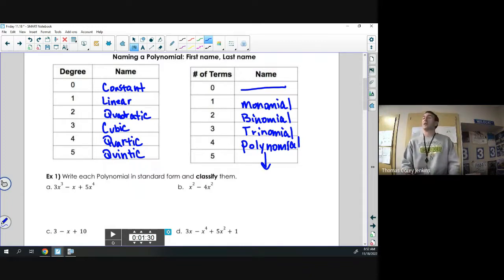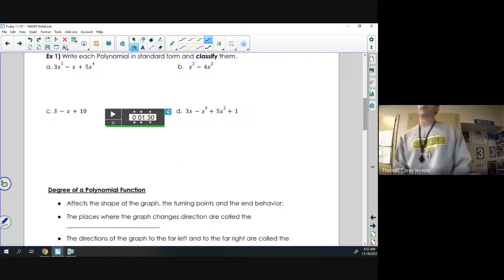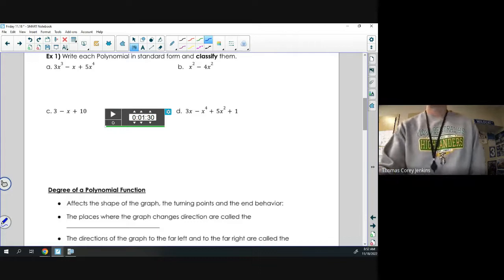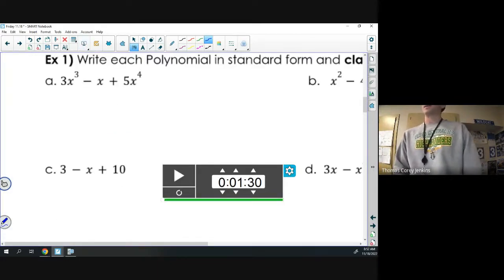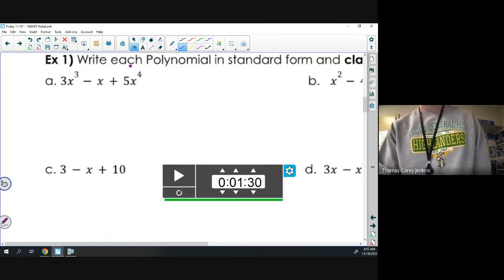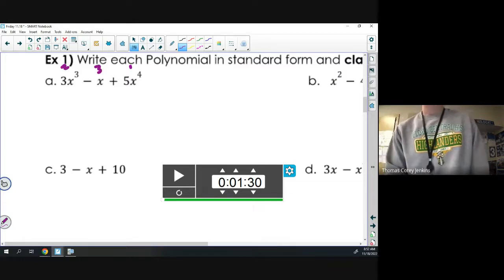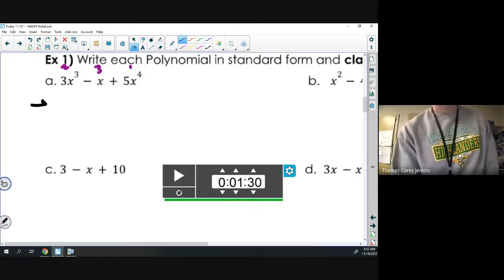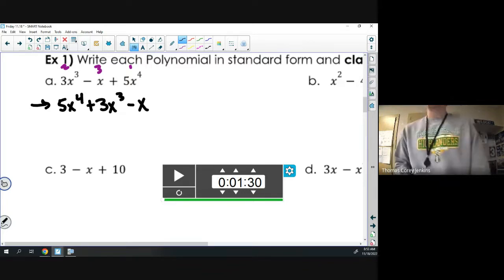All right, so you can reference this chart. Hopefully, you can start to memorize these names as you go, so you don't have to cross-reference the chart every time. We have two jobs in these problems: write them in standard form and then classify them. In terms of order, our fourth degree term is written first, third degree second, and first degree last. So standard form would be 5x to the 4 plus 3x to the 3 minus 1x.